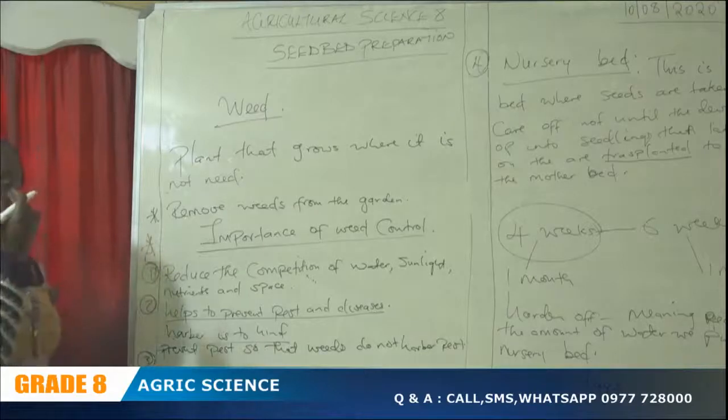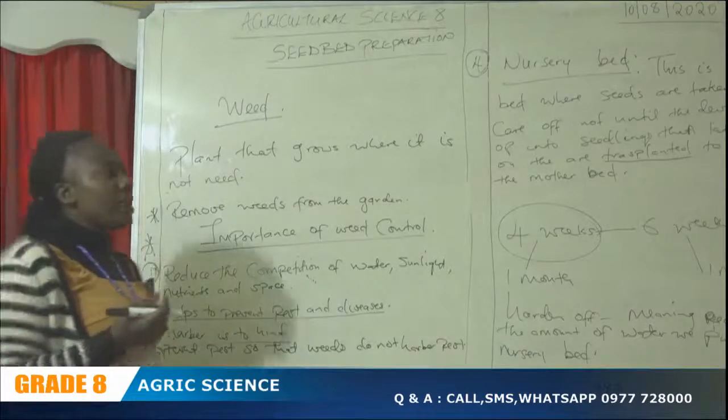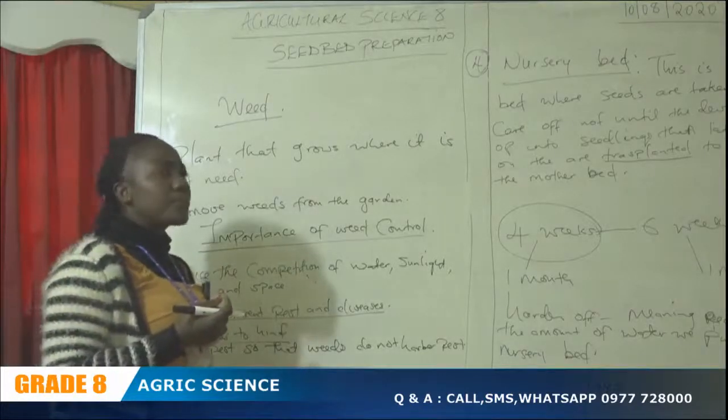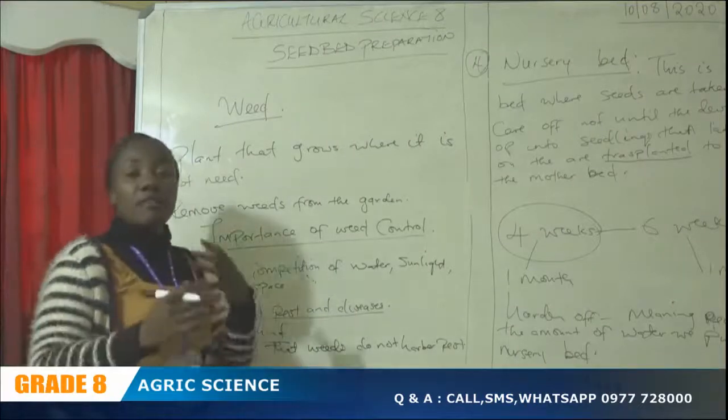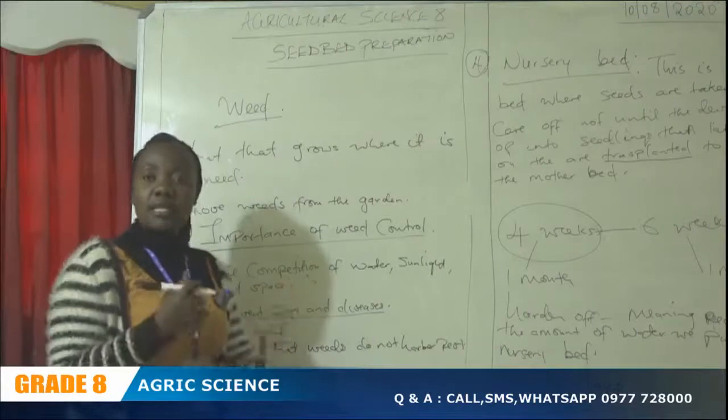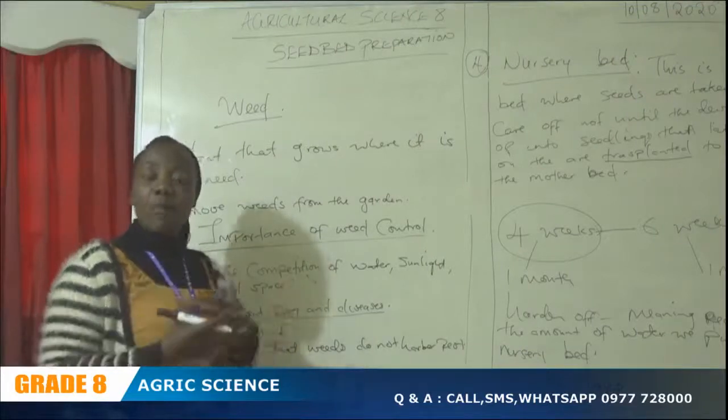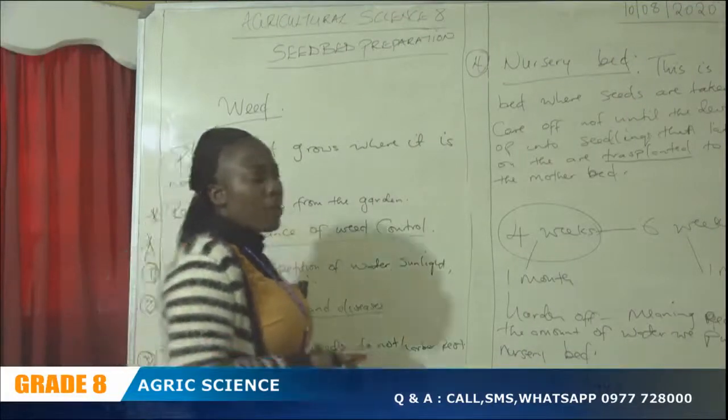What's our third point? Okay. I'll give you an example. The third point is that it makes farm operations easy. I'll give an example.